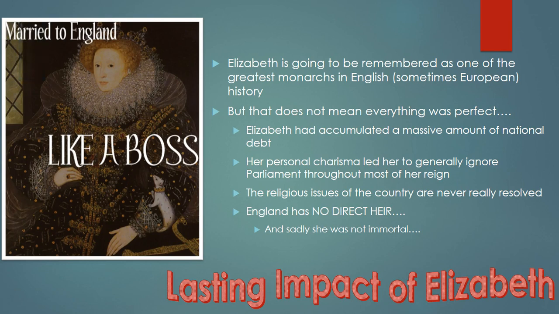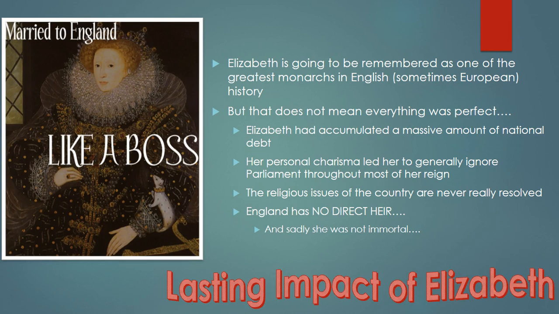Lastly, her lifestyle and the way that she lived her life is not going to be conducive towards a stable passing of power. Elizabeth never marries throughout her life. She doesn't have any direct heirs. So when she finally does die, England is going to be kind of grasping for straws as to who the next king or queen of England is going to be.